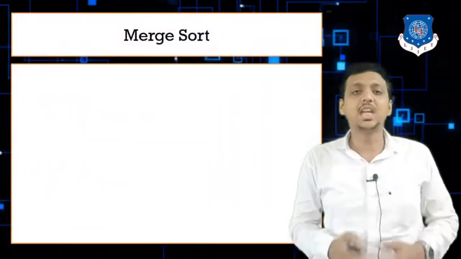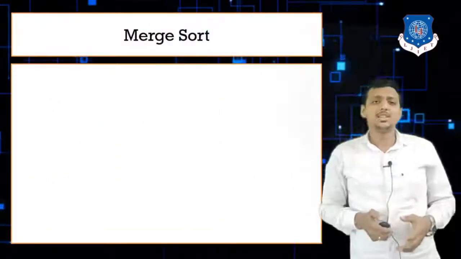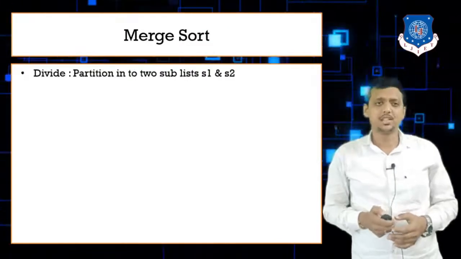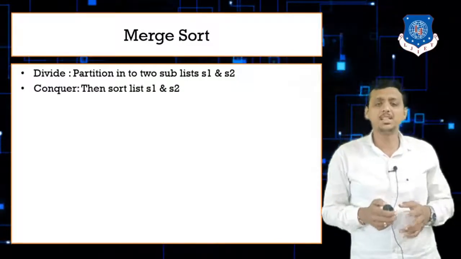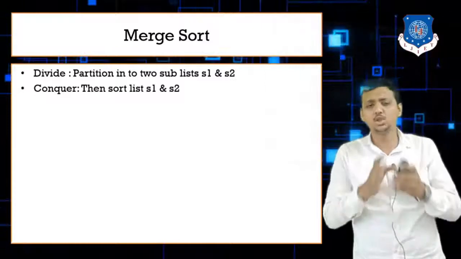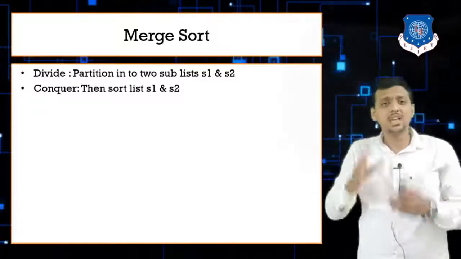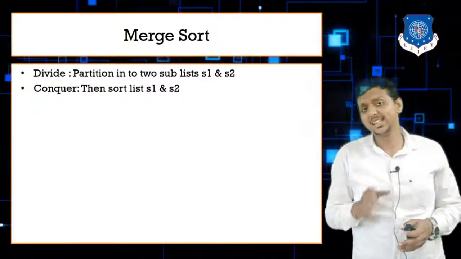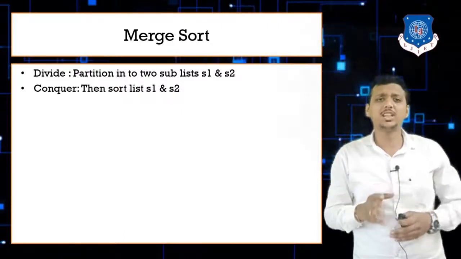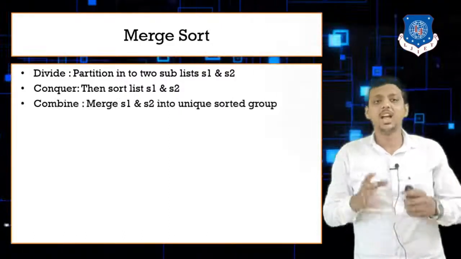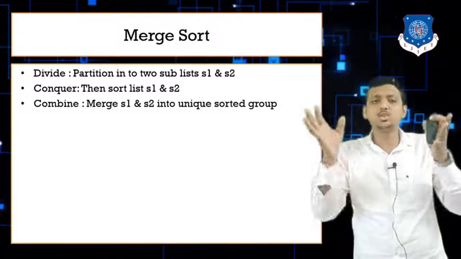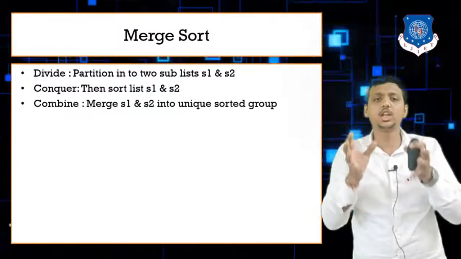Now, let's begin with merge sort. Students, let's start with the merge sort algorithm. Merge sort means you need to divide your list into two sublists, S1 and S2. Then we need to conquer the sorted lists S1 and S2. After conquering both of them, we need to just merge them into a single sorted group.